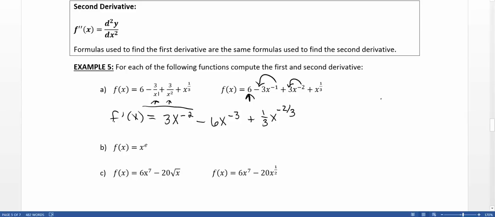If I want to find the second derivative of this function, I'm going to take the derivative of the first derivative. So again, I'm going to go term by term.